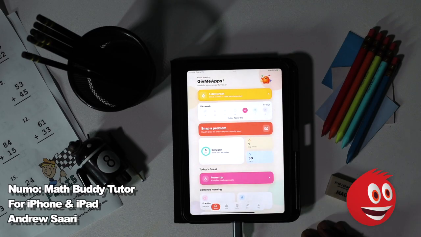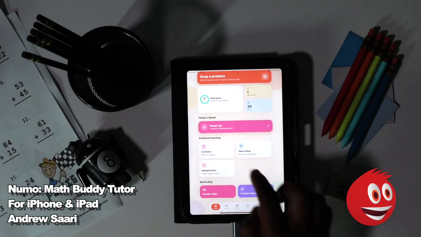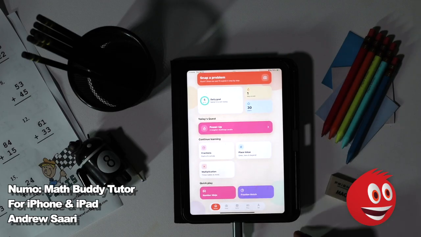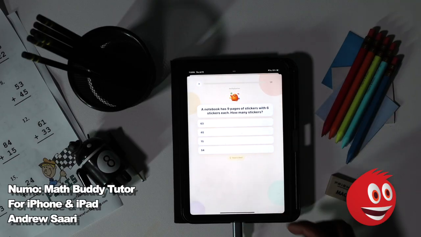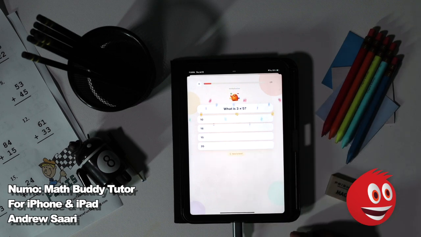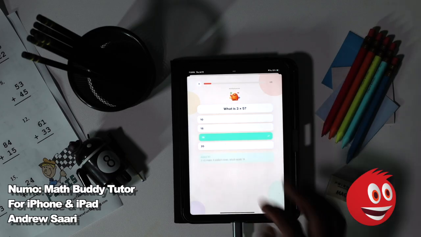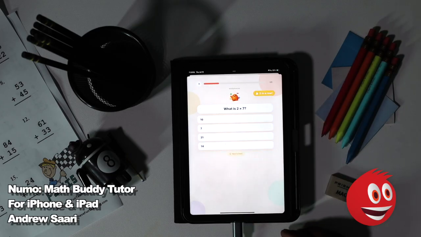So you can go with your streak. And let's take a look here. Continue learning, fractions, place value, multiplication. All right, you can go on with just that. A notebook has 9 pages of stickers with 6 stickers each. How many stickers are there? You tell us. All right, there's the correct answer. What is 3 times 5? There it is. All right, what is 2 times 7?